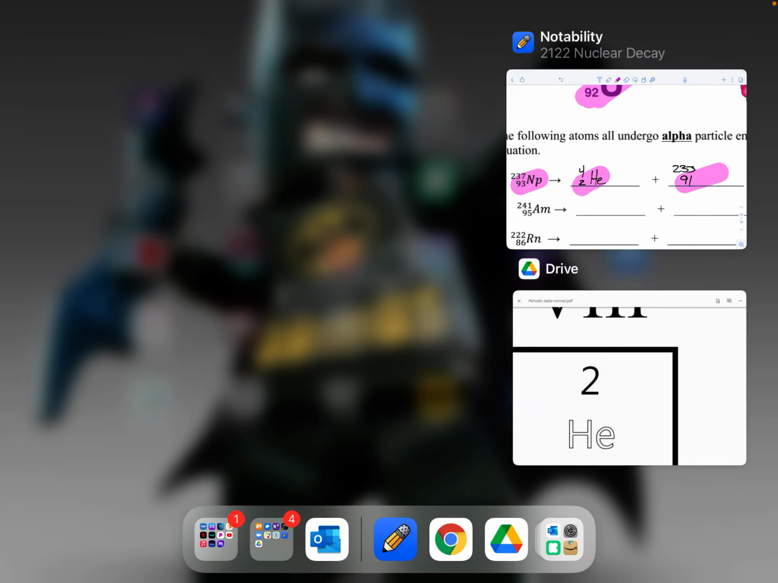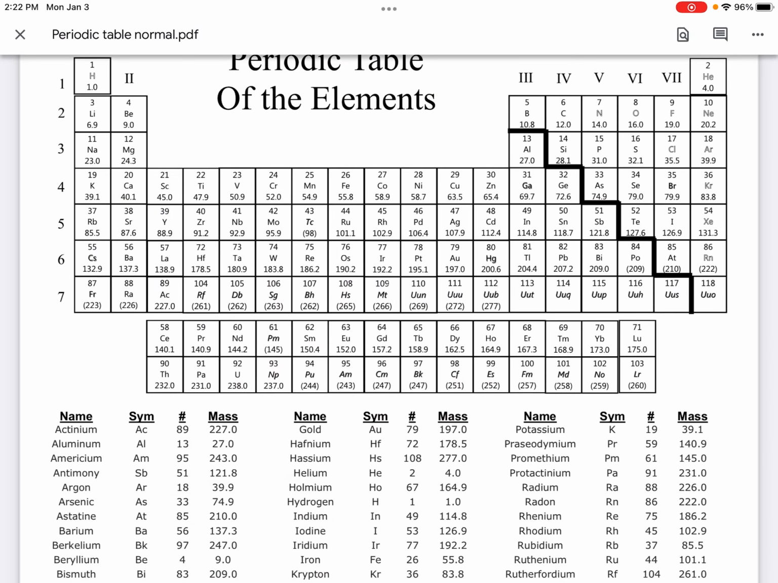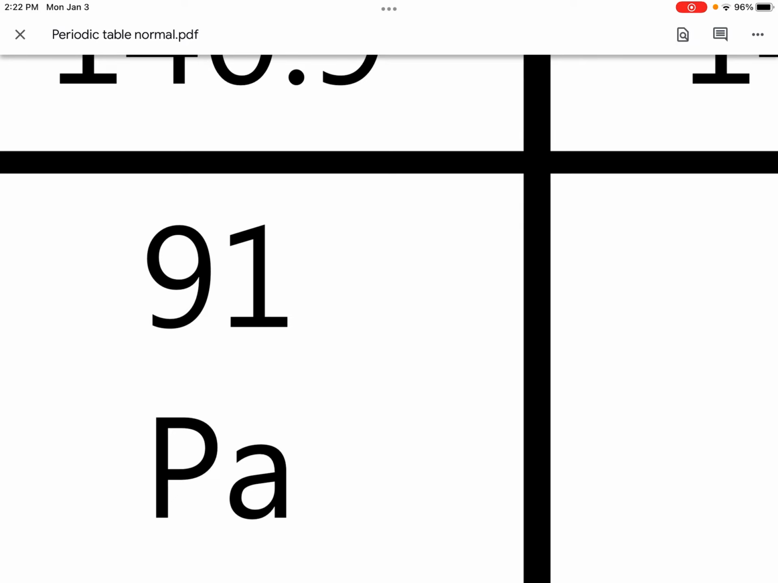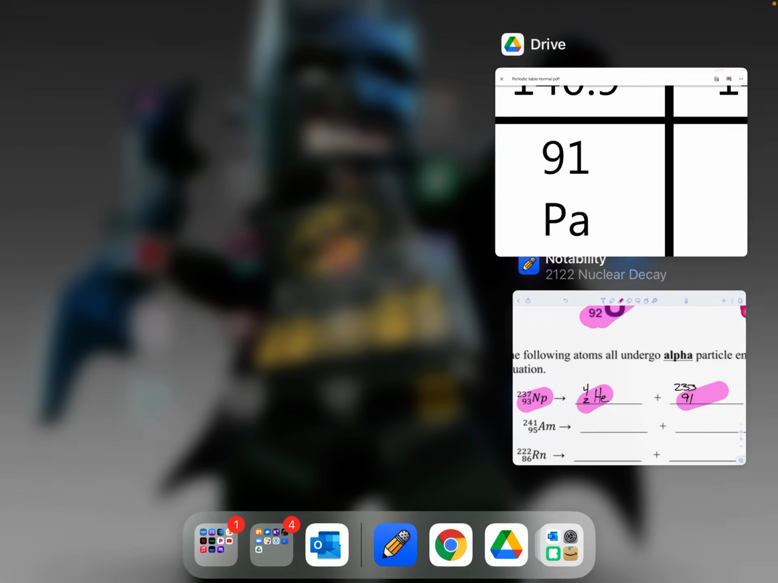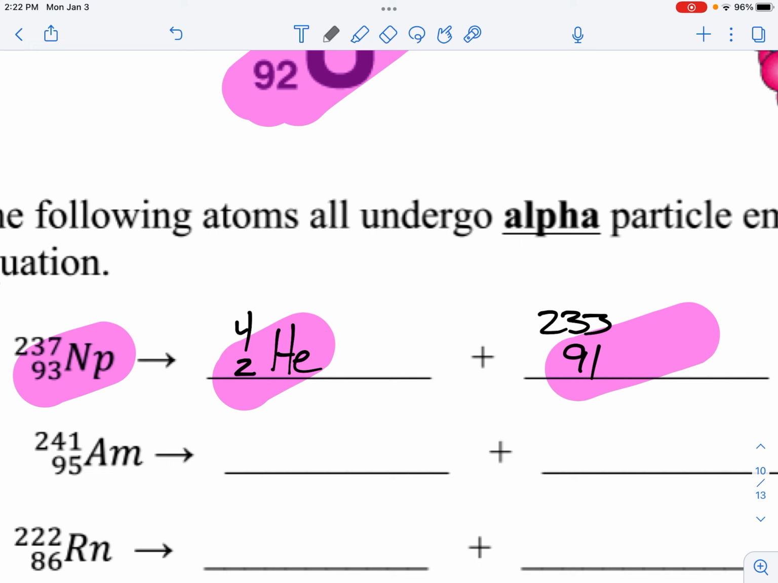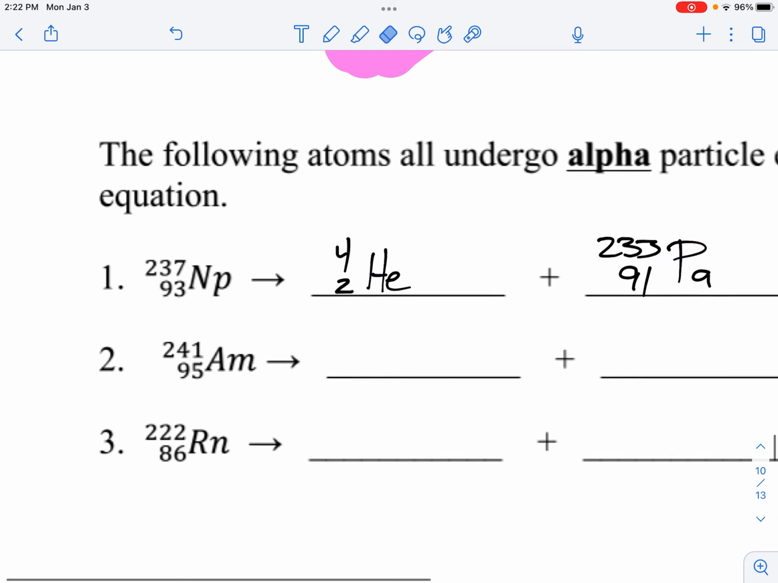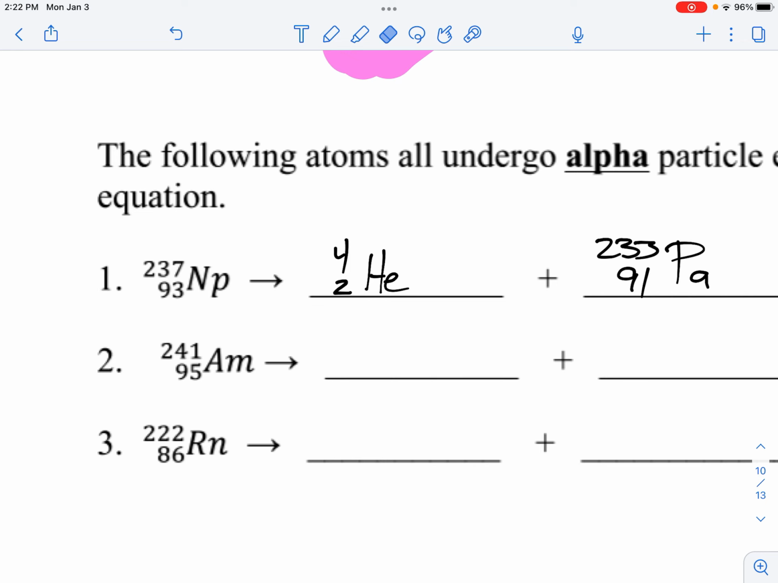So we go back to our periodic table, and we find element 91, and apparently it's protactinium, Pa. So I would then put in this guy here as being Pa. So what's important is not the symbols as much anymore. We're not keeping track and balancing the symbols themselves. What we are doing is keeping track of the numbers that are there and making sure the symbols match our new numbers.